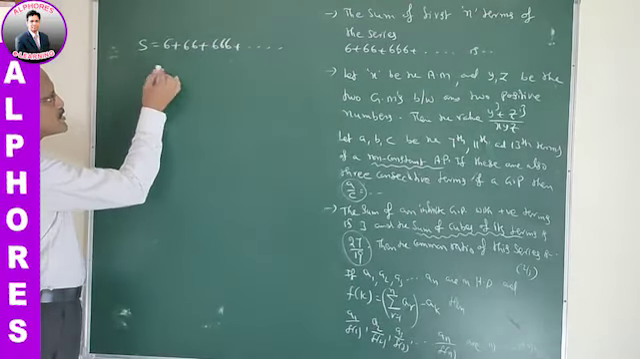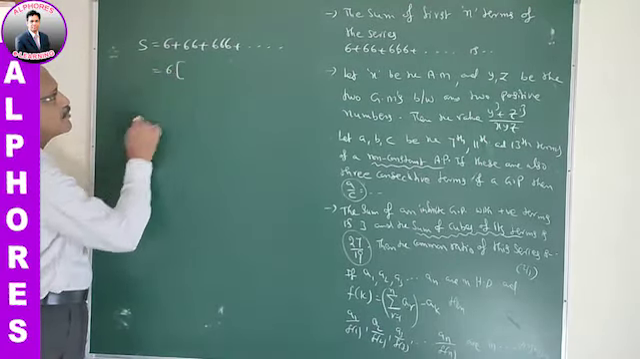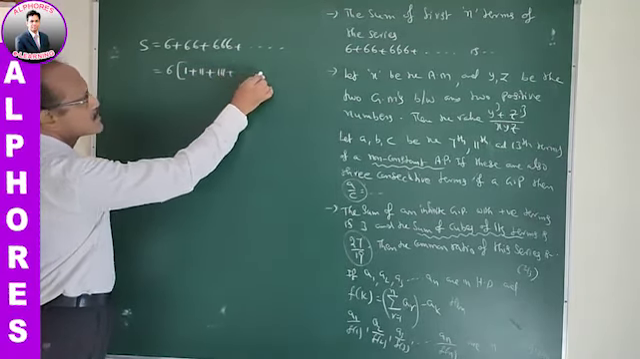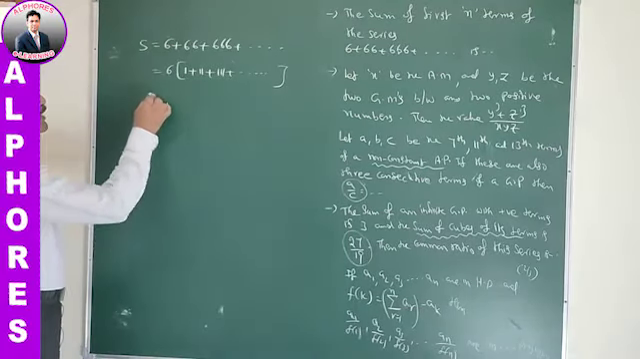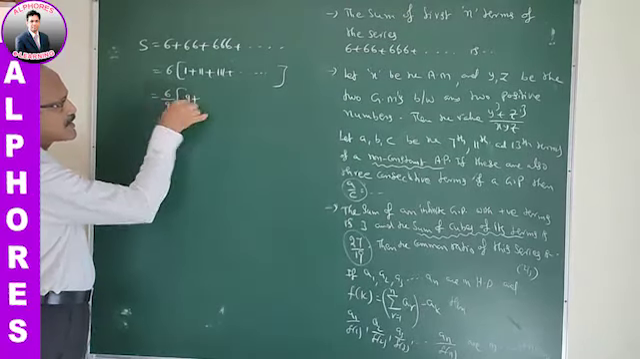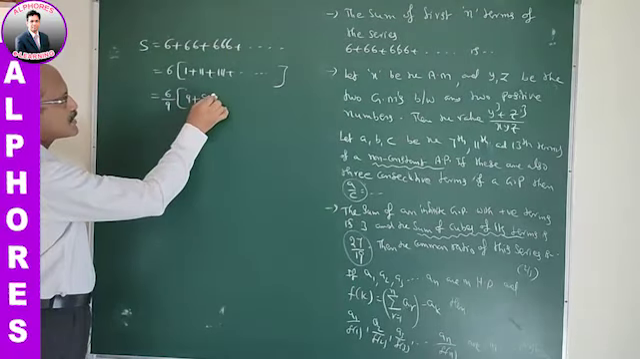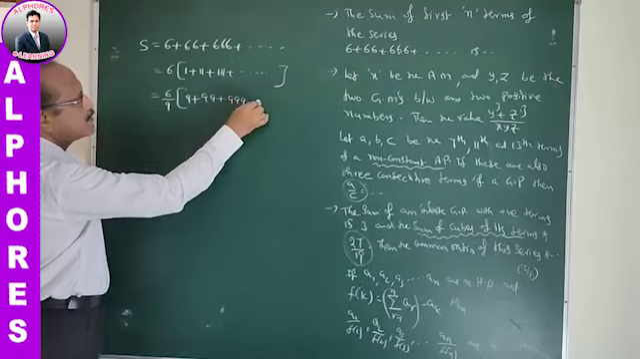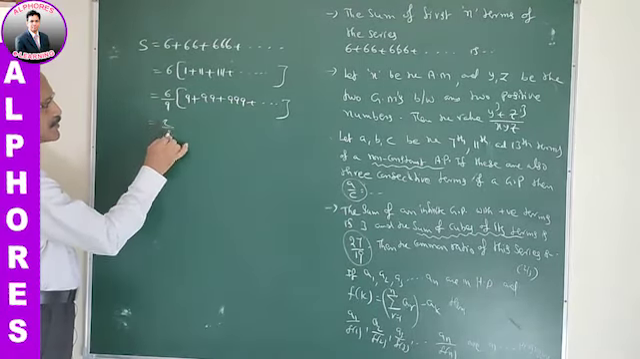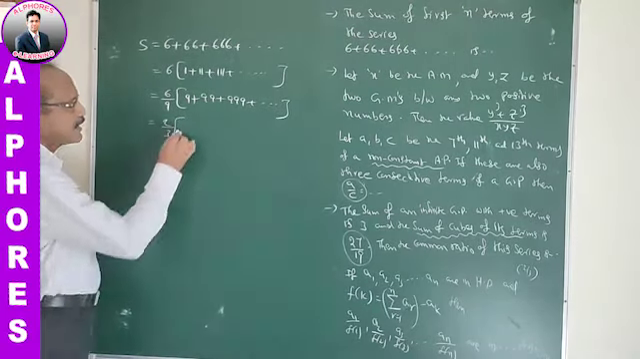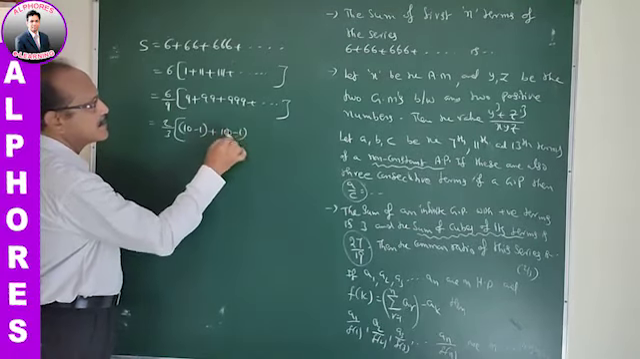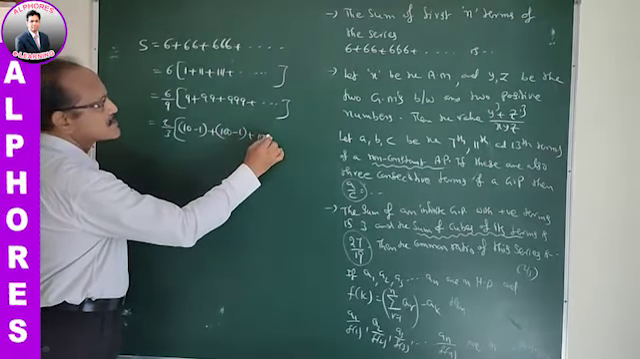Now the procedure is, take 6 as a common number, then 1 plus 11 plus 111 plus so on. Multiply and divide with 9. So this is a general procedure for this type of problems: 9 plus 99 plus 999 plus so on. That is, 6 by 9 is nothing but 2 by 3 of 9, which can be written as 10 minus 1, plus 99 can be written as 100 minus 1, plus 1000 minus 1, etc.